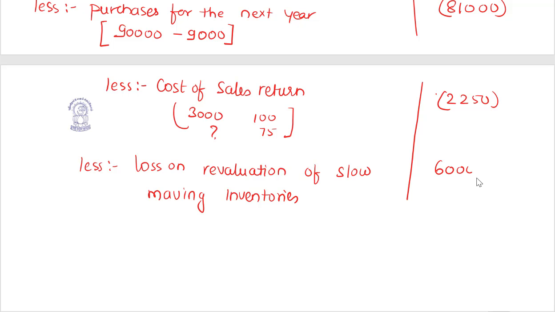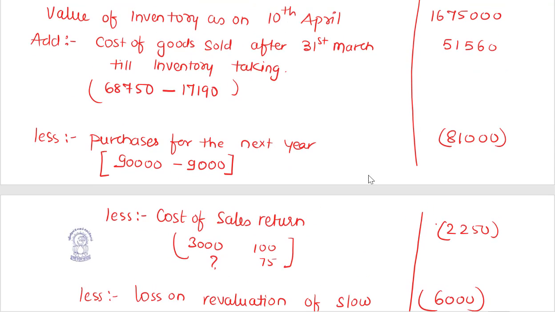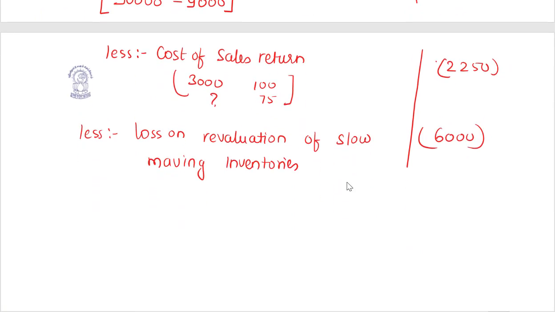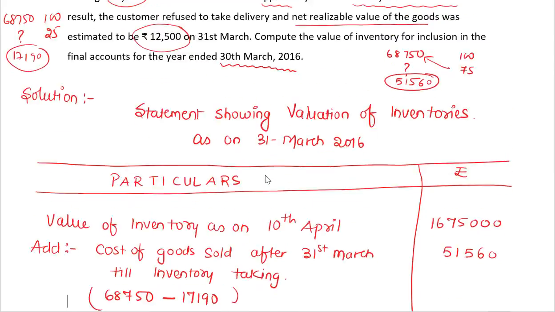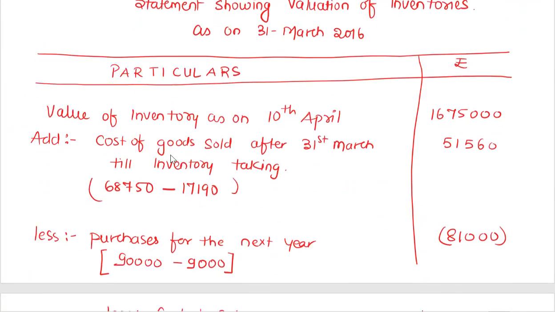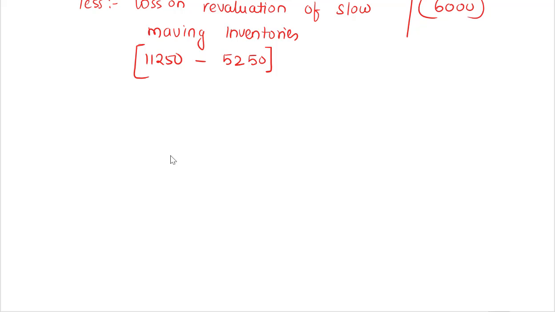The loss is 6,000. How did we find this 6,000? 11,250 minus 5250. Understood? Apart from this, there is a loss because the cost of this was 15,500, but the NRV is 12,500, so the loss is 3,000. We need to record this also.